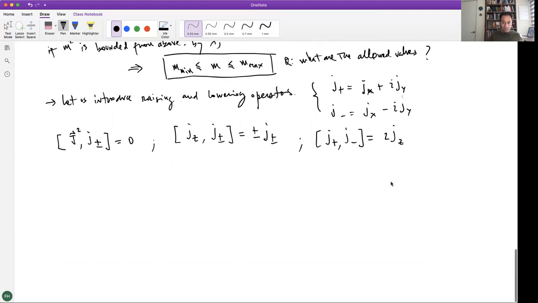Now, the other thing to note is that these two operators are non-Hermitian operators. They're actually related, so let's say J minus is equal to the Hermitian conjugate of J plus and vice versa. Now that we introduced the raising and lowering operators, consider this function.